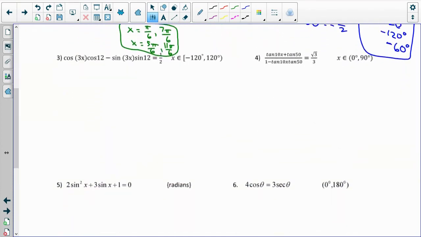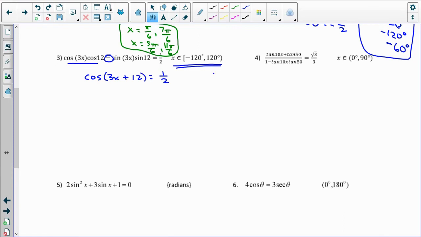Number 3, I have a cosine equation. So cosine of 3x plus 12, and remember that it changes the sign. So I have cosine of 3x plus 12 equals 1/2. Notice that my answers are between negative 120 and 120. Cosine is equal to 1/2. Once again, we're in degrees.